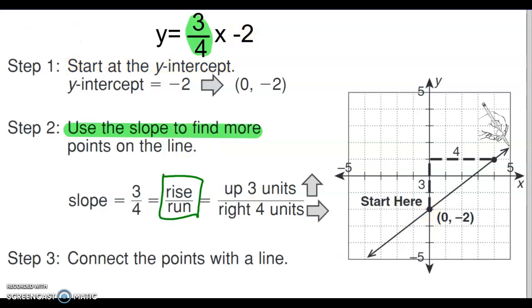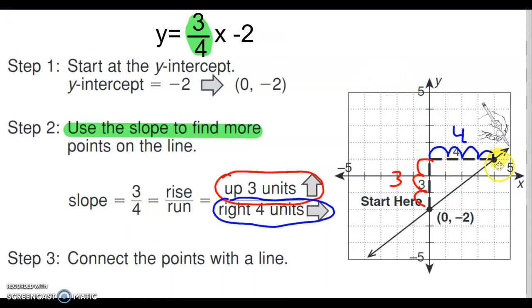Alright, next you're going to look at the slope. The slope is 3 over 4, and you want to keep this in mind: rise over run. The numerator is the rise, and the denominator is the run. So from the point that you've already made, we'll go up 3 units, 1, 2, 3, and then run to the right 4 units. Because both are positive, we're going up and to the right. Now if it was negative, you would go down and to the left on one of those.